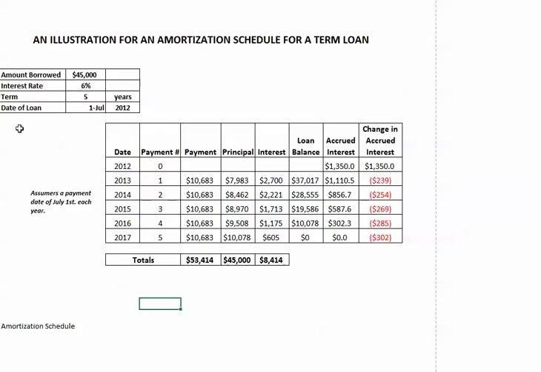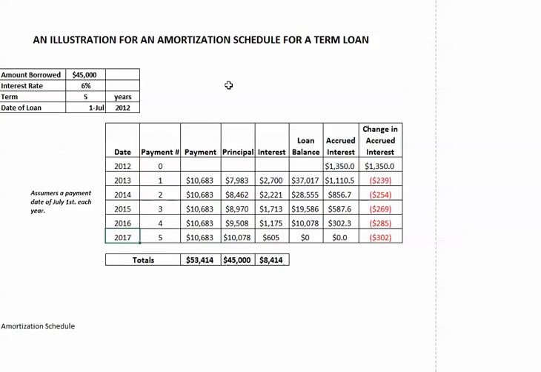For this one, we're going to assume a 5-year term. We're going to assume a 6% interest rate, and we're going to assume a $45,000 amount borrowed. Now, because we've set this up as a template, you could change those numbers, and then it would automatically change what's in the amortization schedule. We're going to assume this loan was taken out on July 1st, 2012, and to keep it simple, we're going to assume annual payments. So you'll notice the date in the first row is 2012, that's the year of the loan, and then the payments will be at the anniversary of that loan. In other words, 1 year later for 5 years. So we'll actually start making payments in 2013, 14, 15, 16, and 17.